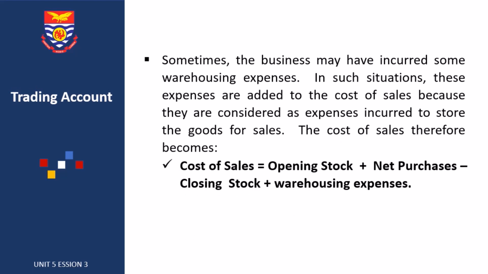Sometimes the business may have incurred some warehousing expenses. In such situations, these expenses are added to the cost of sales because they are considered as expenses incurred to store the goods for sales. The cost of sales therefore becomes cost of sales is equal to opening inventory plus net purchases minus closing inventory plus warehousing expenses.